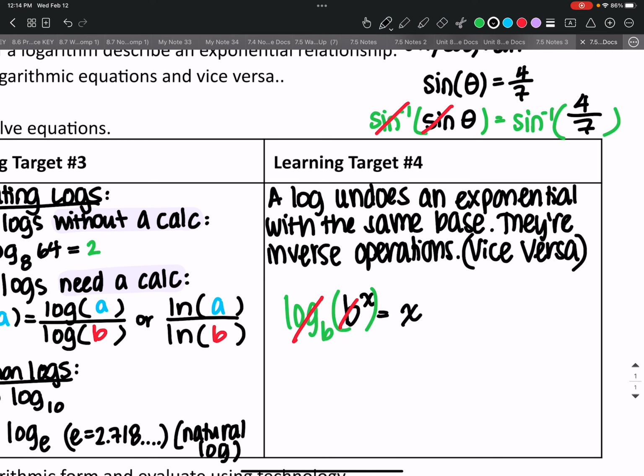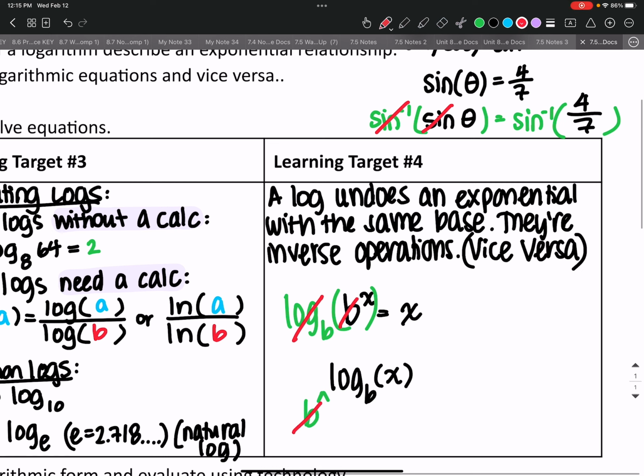Same with if I had a logarithm with a base of b, and inside of that logarithm was x, then if I wanted to undo what was happening to the x, so undo the log base b, I would use the exponential with a base of b. So I would take the base of b and raise it to this power so that I could cross out the base of b and the log base b, and I would be left with just x.